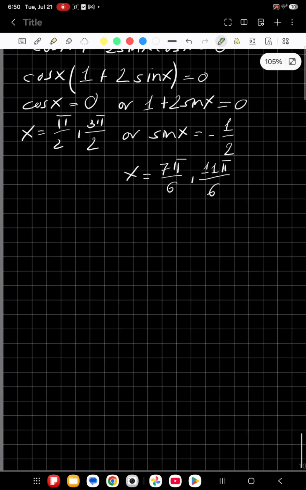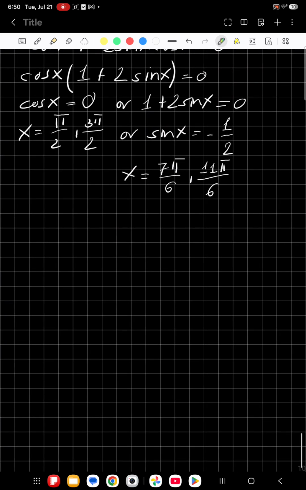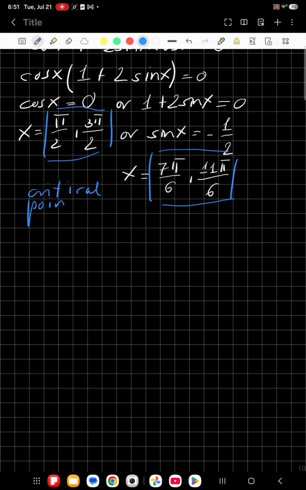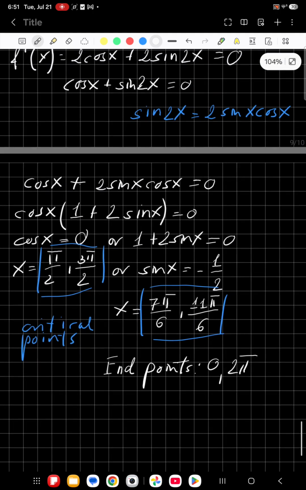So these are critical points. We have 4 of them. And in addition to those critical points, we have those 2 endpoints of the interval, those were 0 and 2 pi. So we need to check 6 different values. It would be good if you guys could try it.